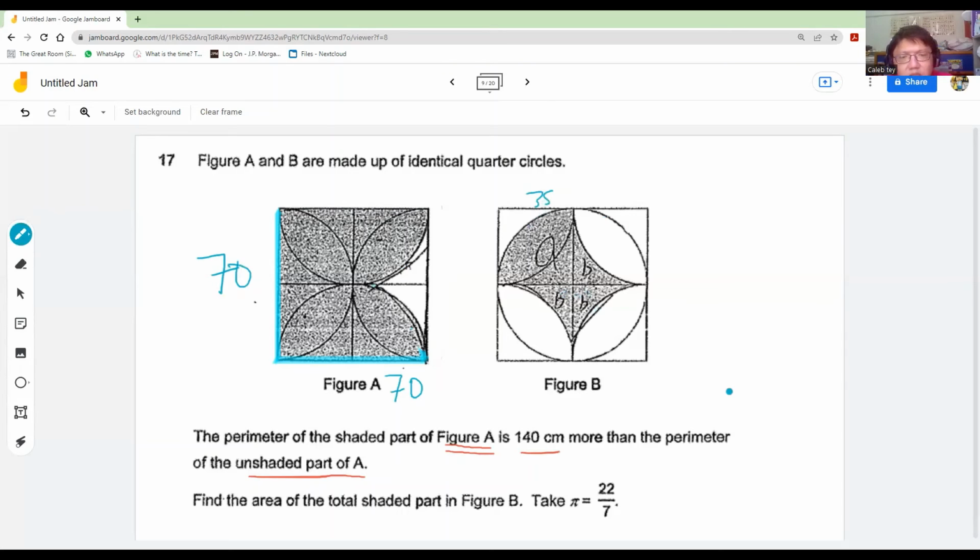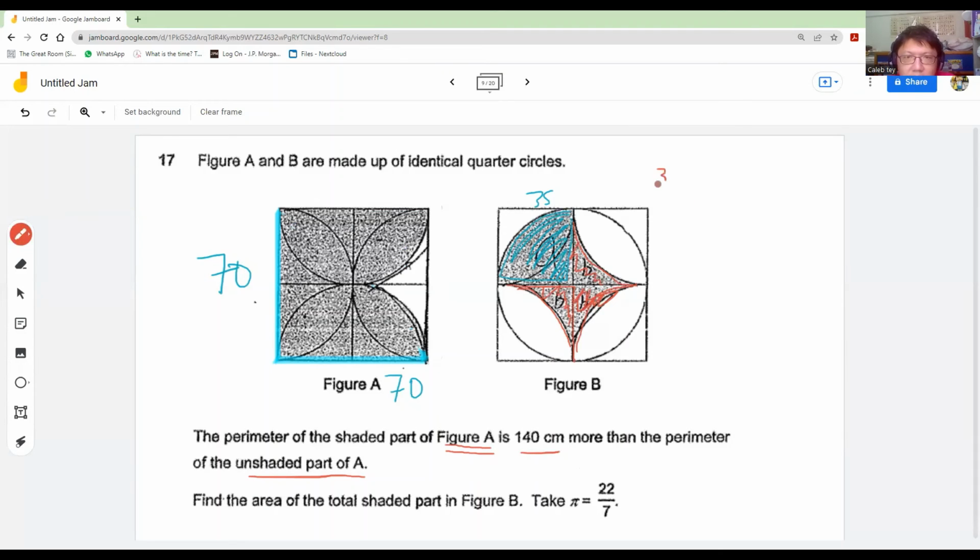Now, how do we find the shaded area in part B? Well, it's simply the circle, plus 3 boomerangs. So that's what you need to find. So let's find what is a quarter circle.